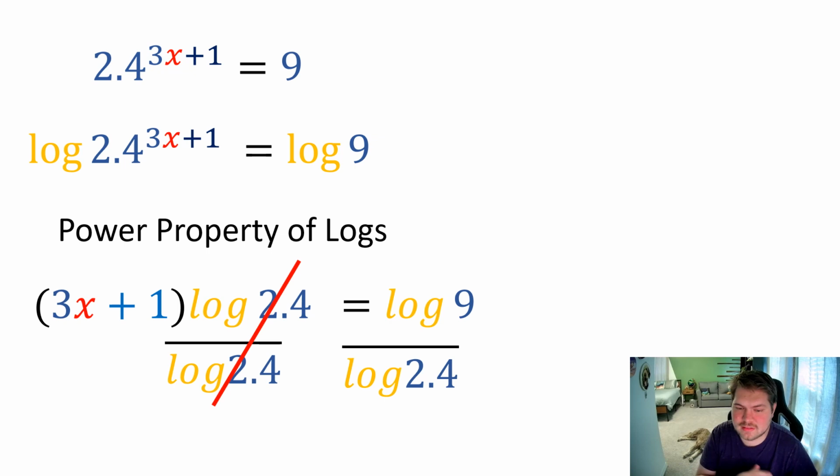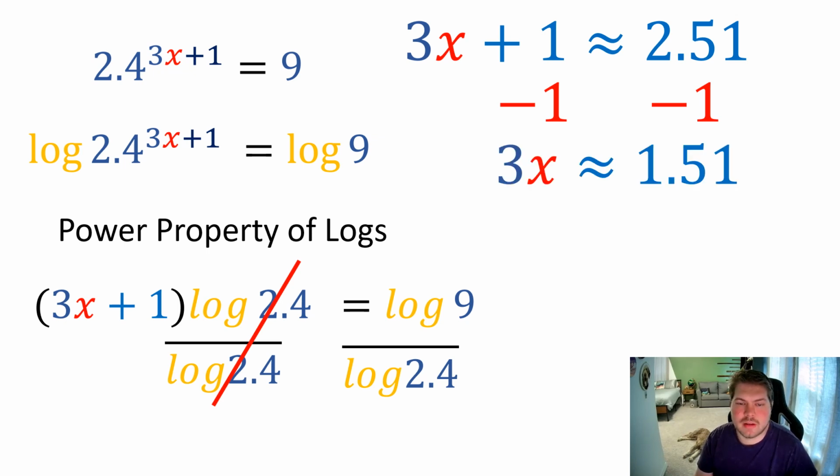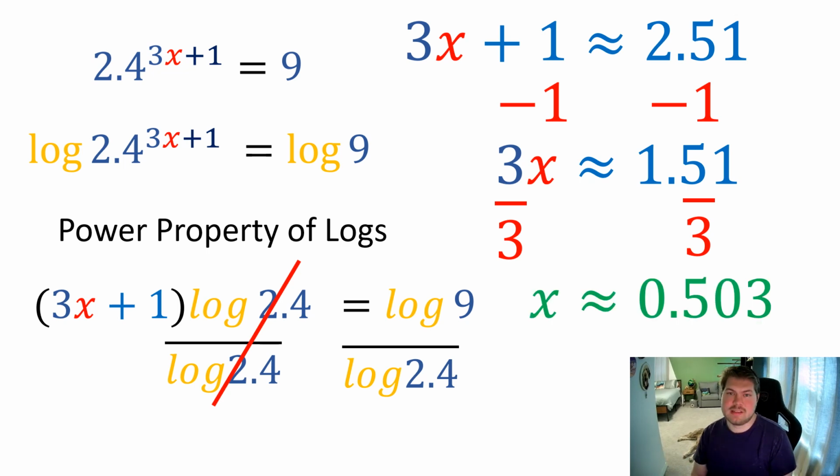I couldn't do this in my head. I'm sure if I had a bunch of paper, but just plug that in on your calculator and you get about 2.509, but I rounded up to 1. And then the rest is algebra. We're going to move our 1 by subtracting 1 on both sides, and we get 3x equals 1.51, and then we divide by 3. Again, feel free to do that on a calculator, and you get that x is about 0.503.